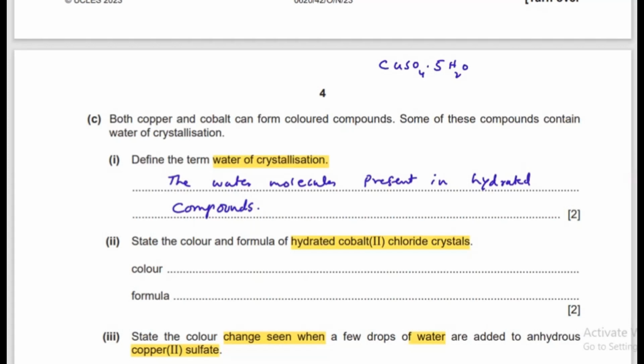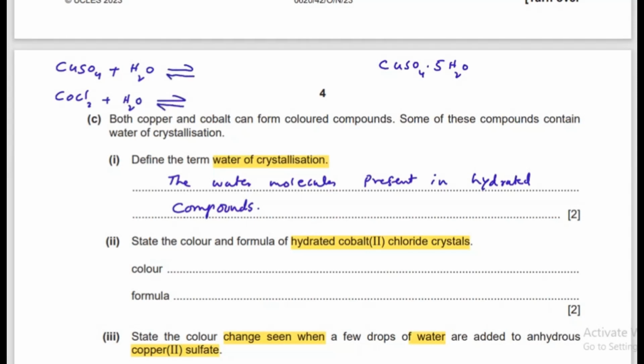Then the next part is: state the color and the formula of hydrated cobalt 2 chloride crystals. The cobalt 2 chloride and the copper 2 sulfate, these are the two crystals. They are used to test for water molecules. So let me write the equations. By writing these equations, you can easily understand the concept.